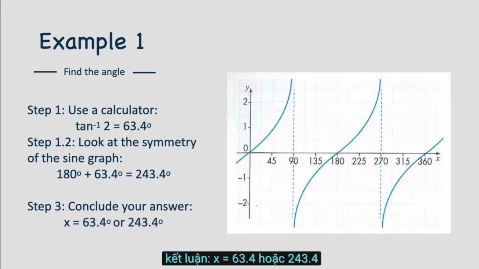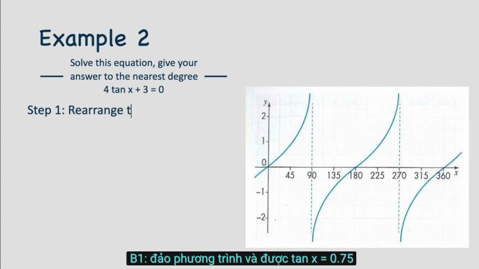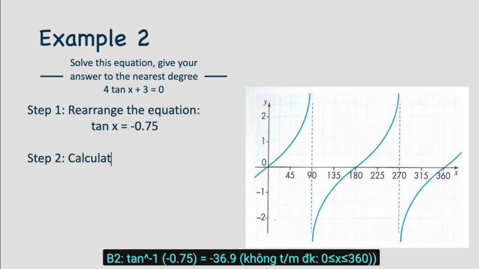Here is the second example, which is a little more advanced. Solve for tan x plus 3 equals 0 with 0 degrees smaller than or equal to x smaller than or equal to 360 degrees and give your answer to one decimal place. Firstly, we rearrange the equation and get tan x equals minus 0.75. A calculator gives the inverse tan of minus 0.75 equals minus 36.9 degrees, but this is outside the interval of 0 degrees smaller than or equal to x smaller than or equal to 360 degrees.